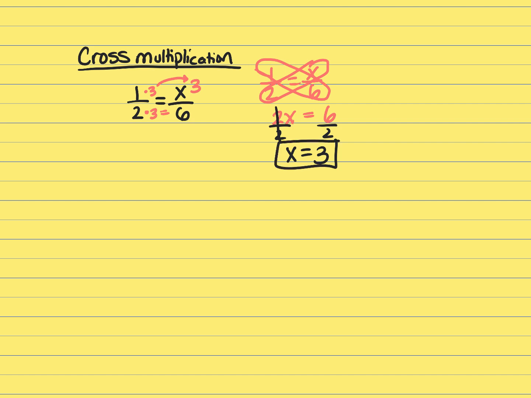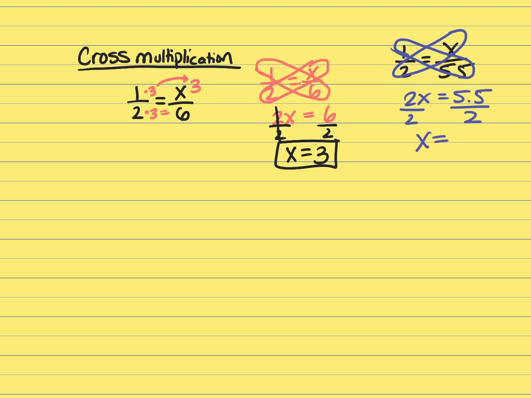Now cross multiplication comes in clutch when you have a decimal of some sort. So let's say you have 1/2 equals x over 5.5. You could probably do that mentally. What's half of $5.50? Well, $2.75. That's logical. But just for argument's sake, let's cross multiply to make sure. Two times x is 2x. 1 times 5.5 is 5.5. Divide both sides by 2. X is equal to 2.75.